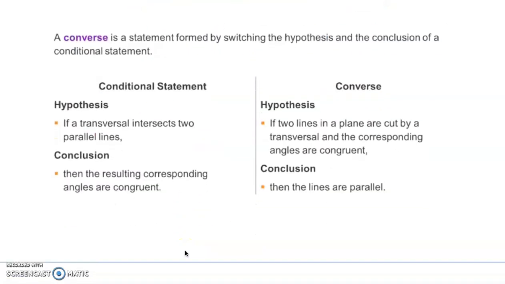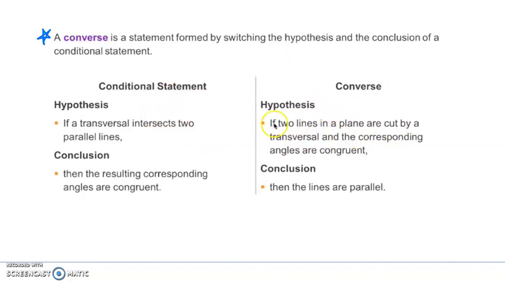So here's another important definition. When we're looking at these things, a converse is a statement formed by switching the hypothesis and conclusion. So basically what we did before, we said if a transversal intersects two parallel lines, then we know corresponding angles are congruent. So now we're saying the opposite. If two lines in a plane are cut by a transversal and the corresponding angles are congruent, then we can say that the lines are parallel.